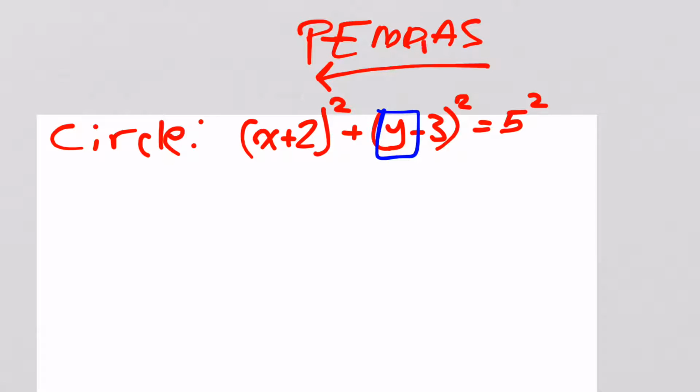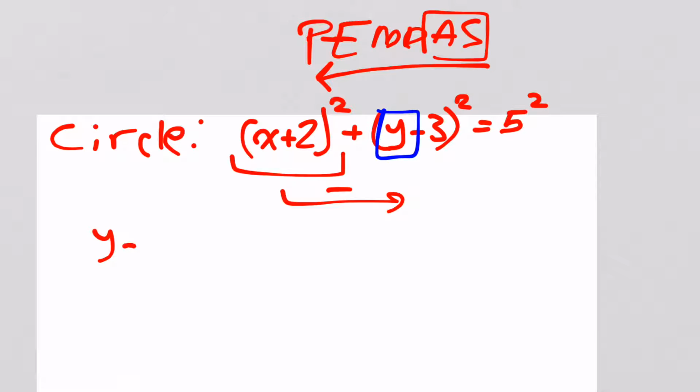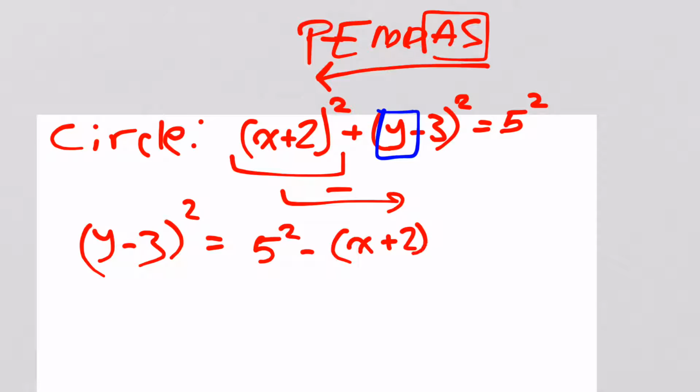We need to do any addition and subtraction first, which means my first step is going to be to undo the thing that is being added to this y expression. So I'm going to subtract that entire (x + 2)^2 to the other side. So I'll be left with (y - 3)^2 on the left equals 5^2 minus that entire expression, (x + 2) quantity squared.